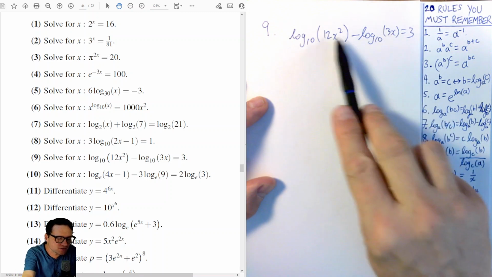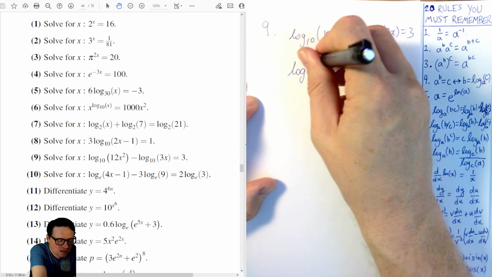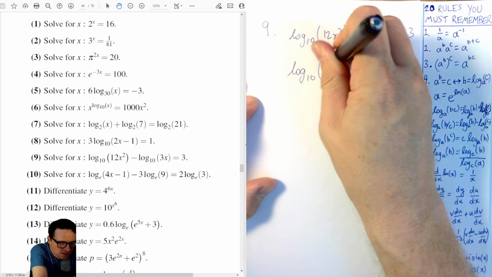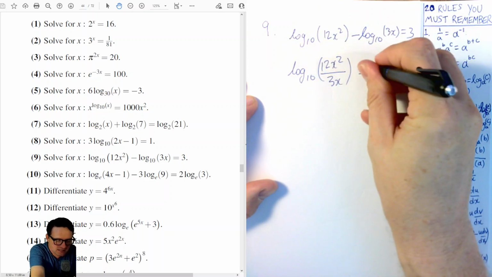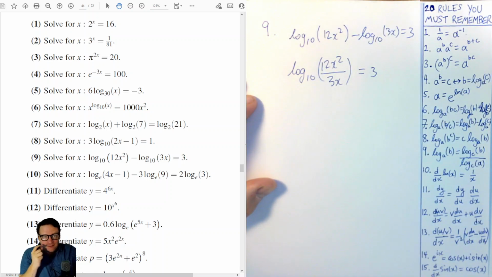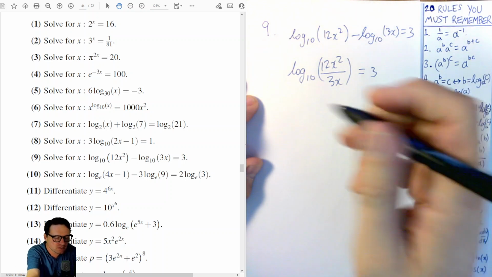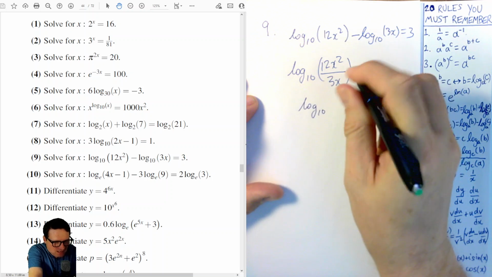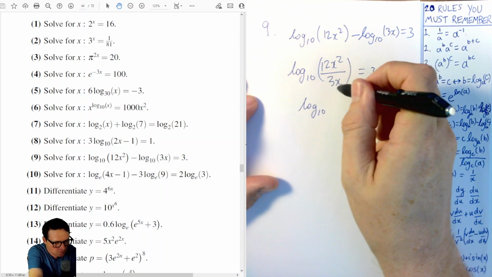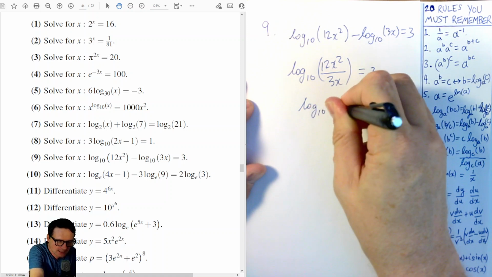So we can pack these two together in a quotient. So we get log to base 10 of 12x squared over 3x is equal to 3. Okay, so let's simplify this. So x is non-zero here. So log to base 10. Now that quotient 12x squared over 3x, we can simplify this because x is non-zero as 4x.